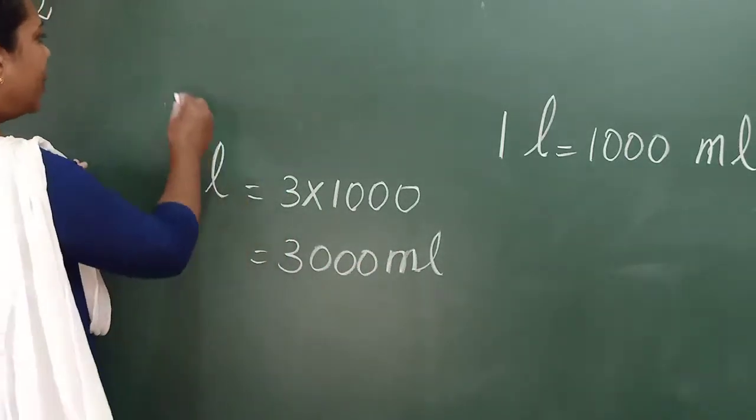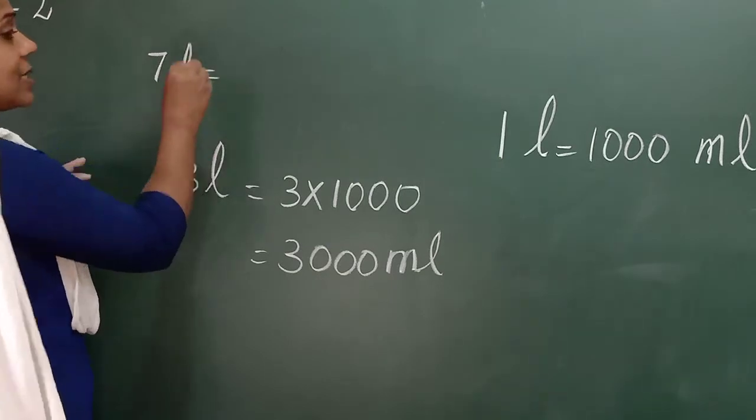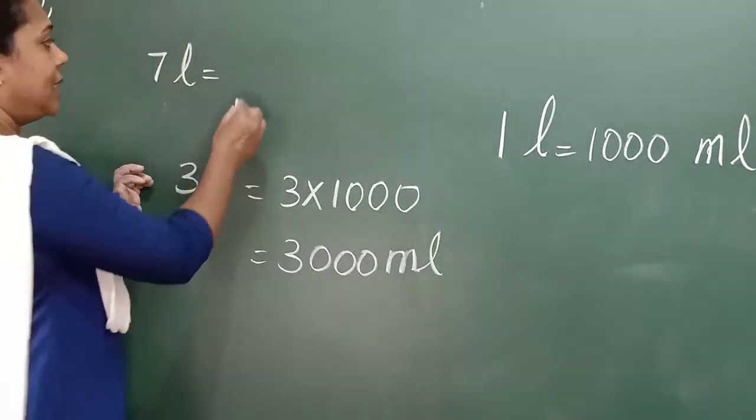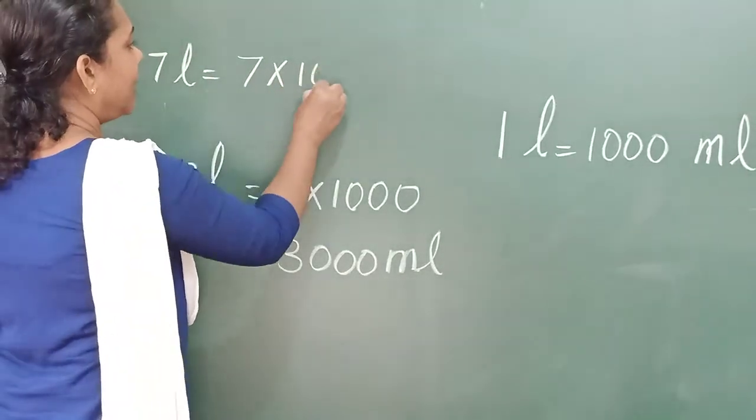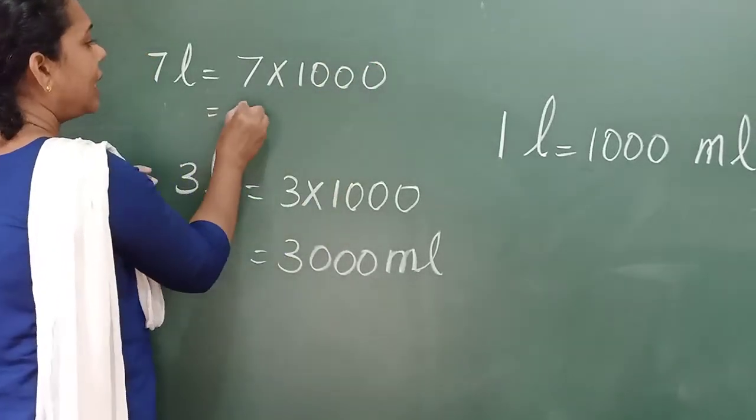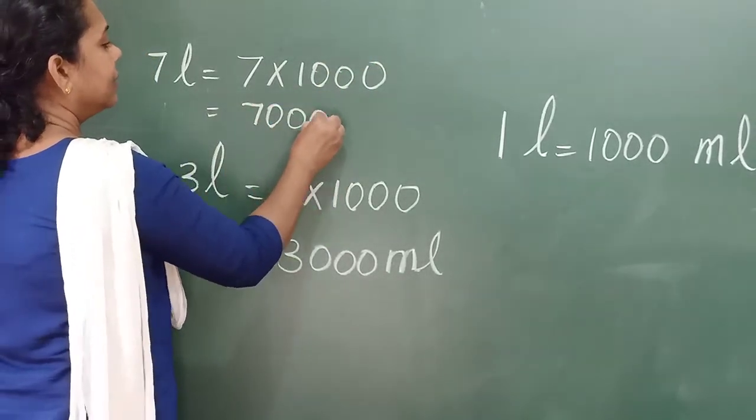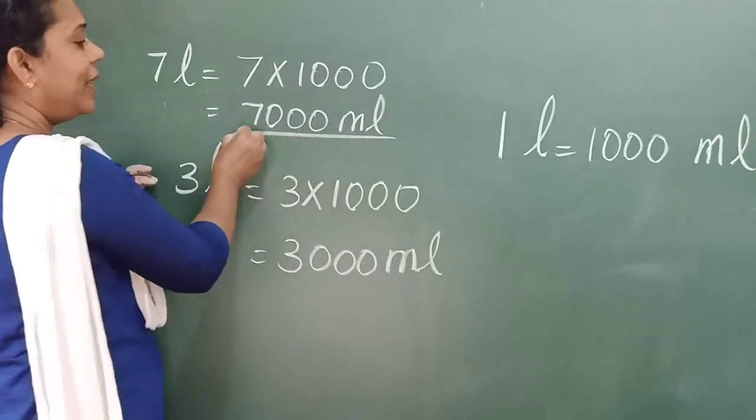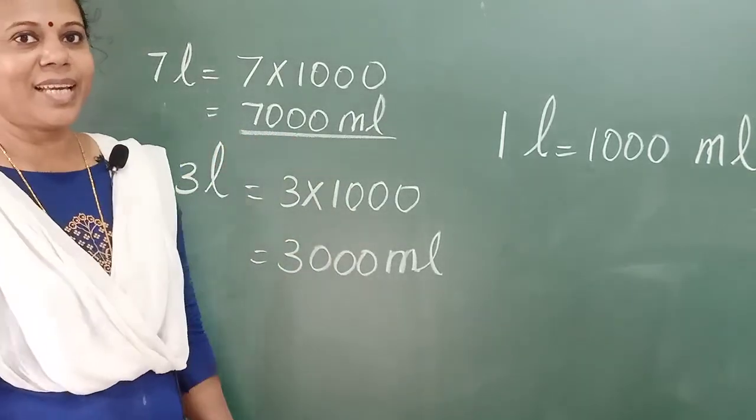Okay, now what about 7 liter? How do you write 7 liter in milliliter? That is equal to 7 into 1000, 7000 milliliter. Okay, now milliliter to liter conversion we will take the next day.